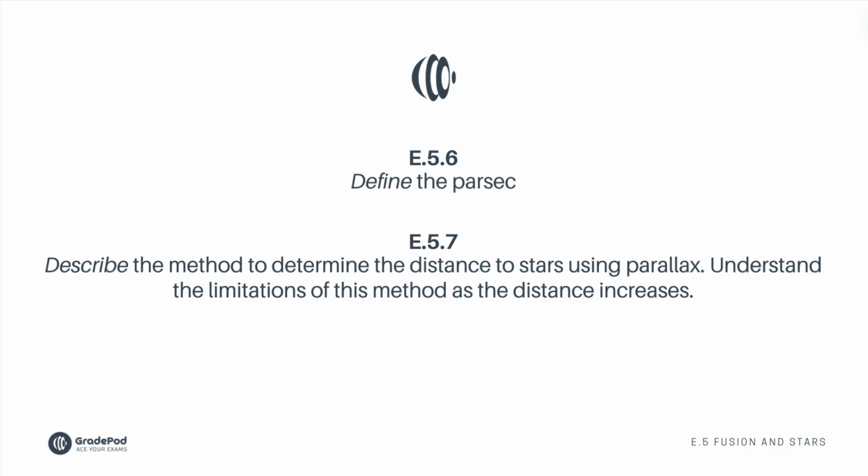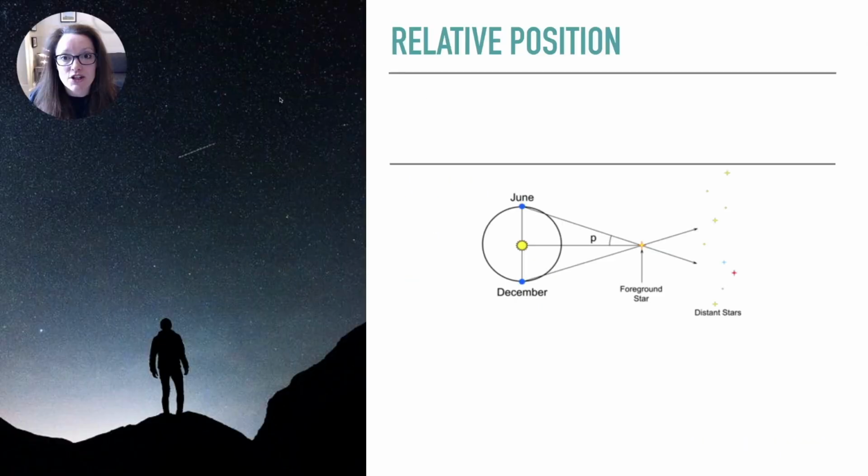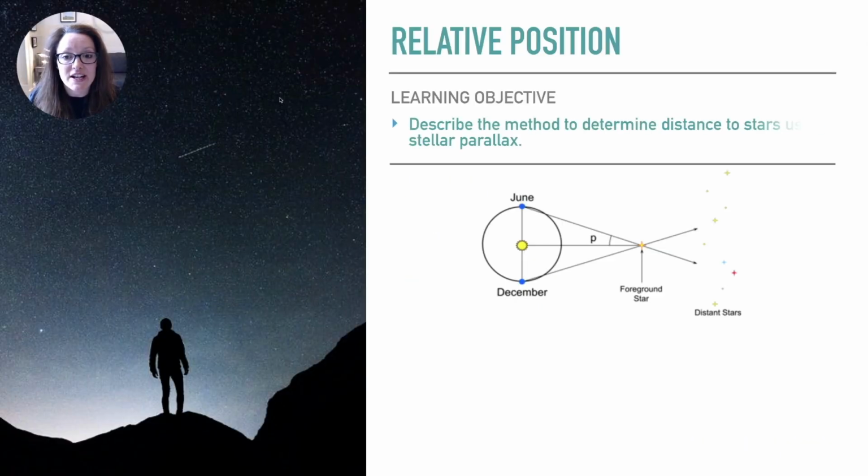And specifically, we want to define the parsec, and we want to describe the method used to determine a distance to stars using stellar parallax. We want to understand the limitations of this method as the distance increases. First of all, we'll start with the learning objective: describe the method to determine distance to stars using stellar parallax.